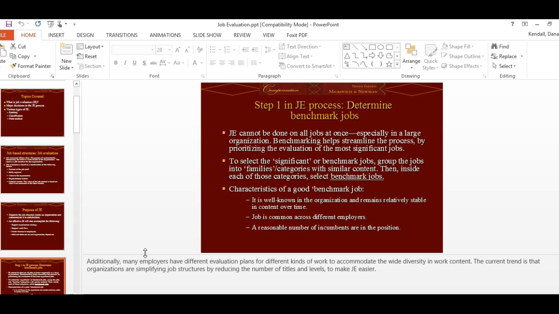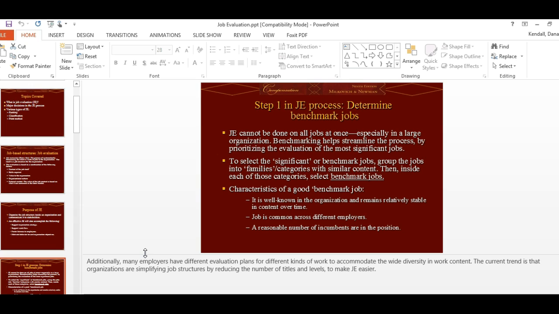So characteristics of a good benchmark job, what are those? Well, first, it has to be well known in the organization, and the job content remains fairly stable over time. So it's not a job that's fluid, changing in its requirements, so that it basically is a long-standing position, and I would say it's one that the employee can't easily change either. I think those are becoming more rare in today's workforce, but there still are many positions that just by their very nature remain fairly stable over time.